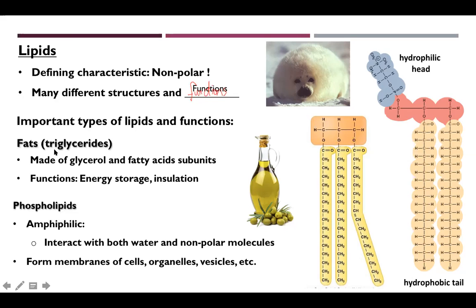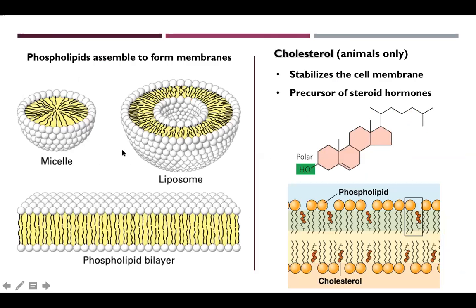So your fats or triglycerides are these. These are what store energy or cause insulation. Phospholipids are these, which means they have kind of a hydrophobic and a hydrophilic part to them. So they create these layers.